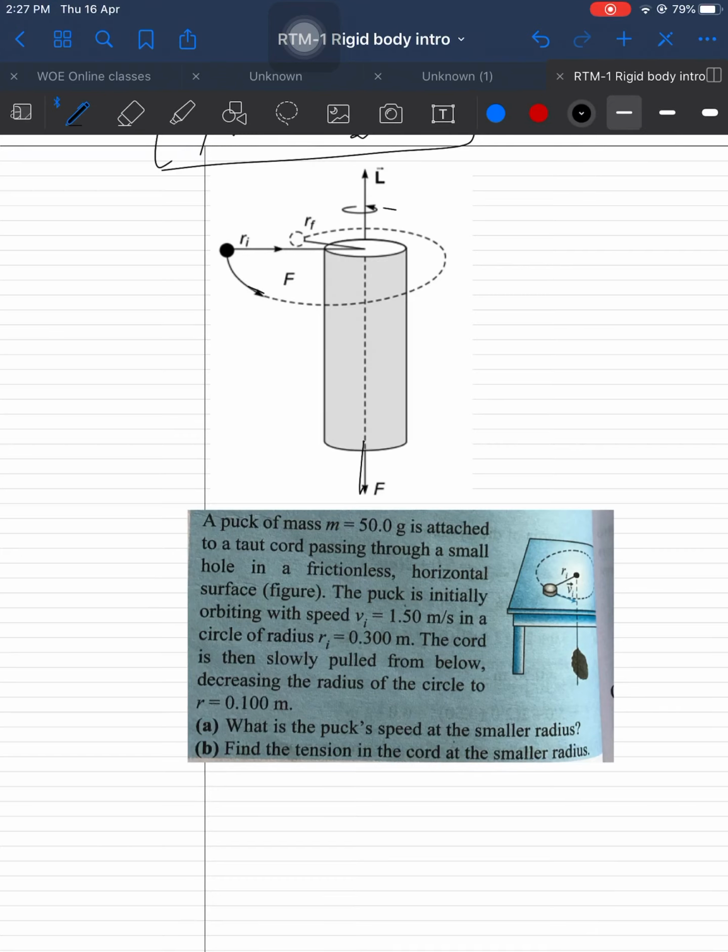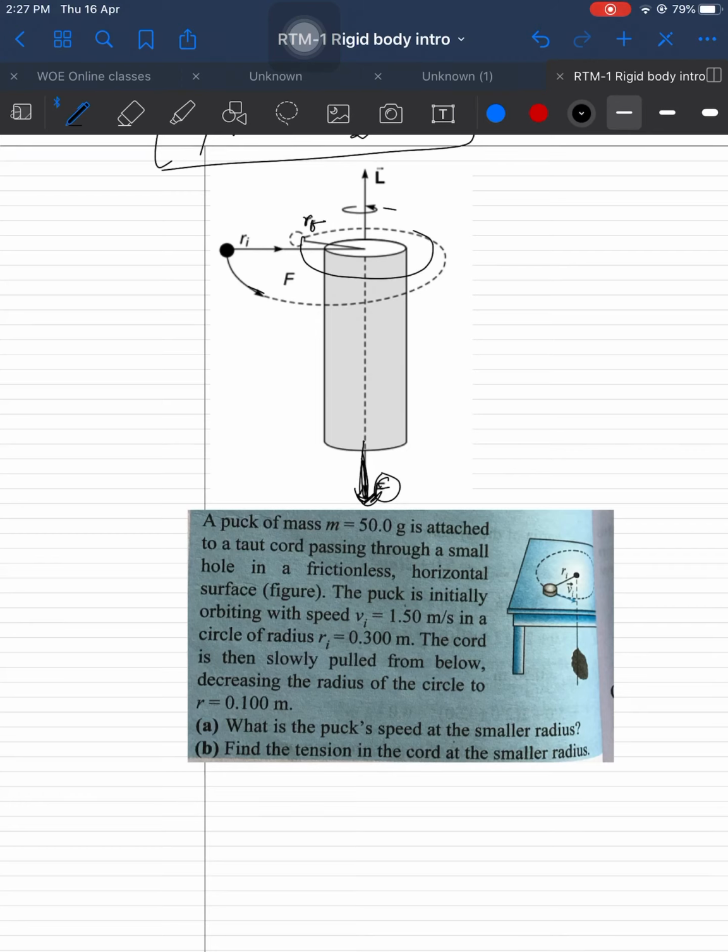We are applying force where? In the downward direction on the rope. Upwards we cannot do, for ropes we cannot do upwards. Downwards we are pulling the rope. What will happen? The radius will decrease. So this is what R final he is saying.